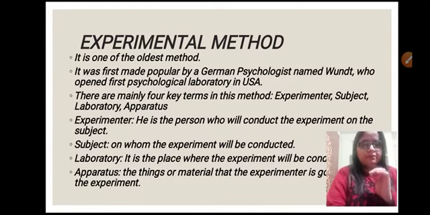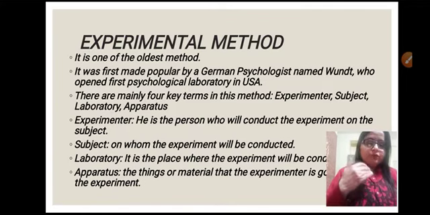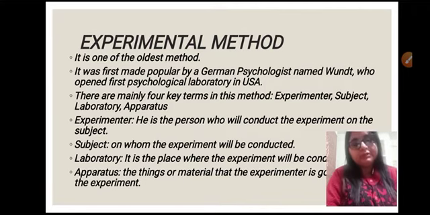Experimenter is the person who is going to conduct the experiment on the subject. Second term is subject. Subject is the person on whom the experiment will be conducted. Laboratory is the place where an experimenter is going to conduct the experiment. Apparatus are the things or instruments that an experimenter is going to use during the experiment. I hope these four key terms are clear to everyone so that we can move ahead in this experimental method.